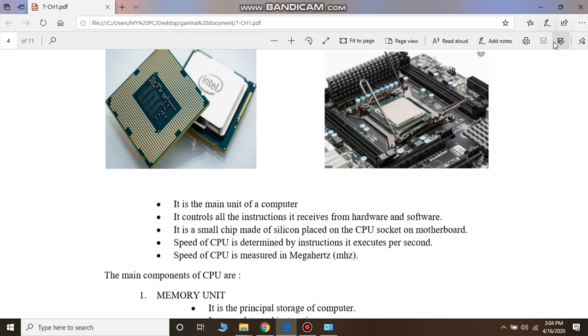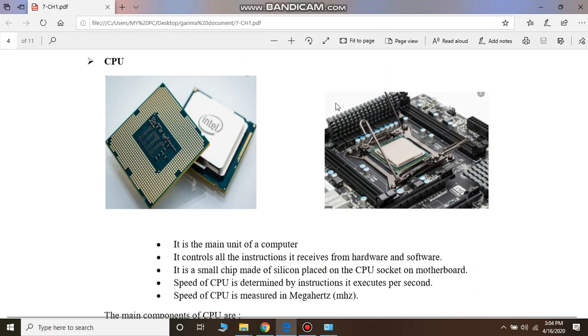Now the CPU is made of a silicon chip which is placed inside the CPU socket. If you see on your screens, this is a CPU socket and this is how the CPU looks. This is a small chip and this chip is installed on this CPU socket which is present on the motherboard.